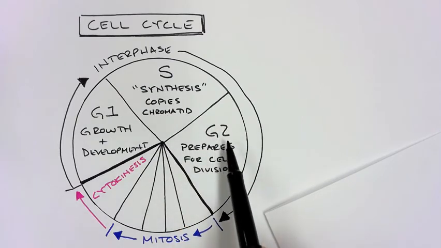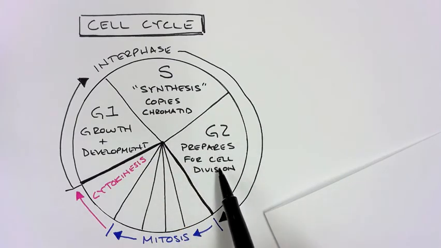In the G2 phase, the cell prepares to divide. So, for example, the centrioles move around to their positions, and the cell is getting ready to divide.